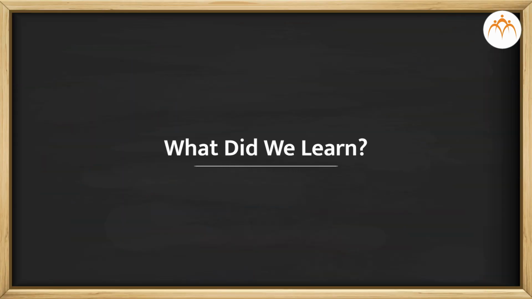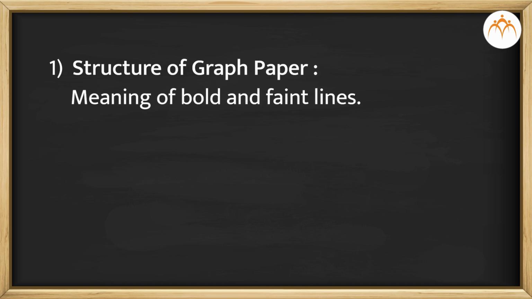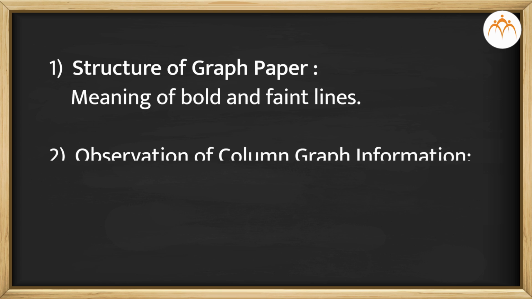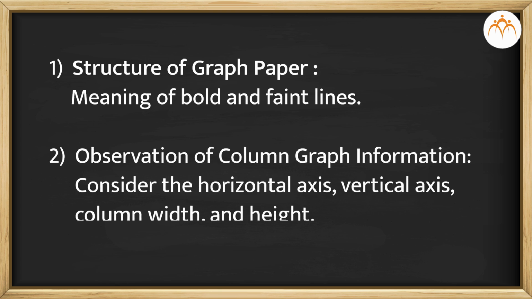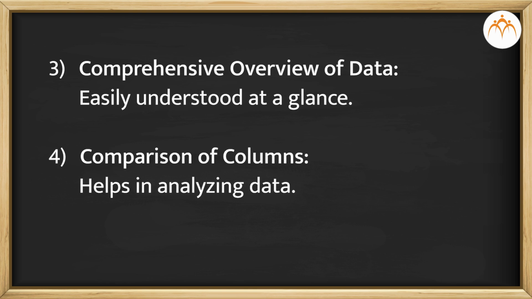What did we learn? 1. Structure of graph paper, meaning of bold and faint lines. 2. Observation of column graph information. Consider the horizontal axis, vertical axis, column width and height. 3. Comprehensive overview of data, easily understood at a glance. 4. Comparison of columns, helps in analyzing data.